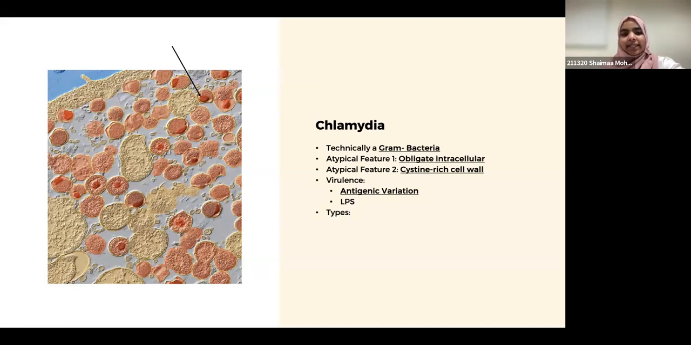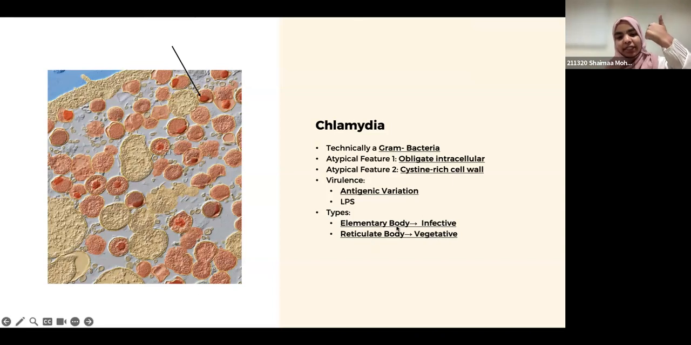Chlamydia exists in two states, an elementary state and a reticulate state. The elementary body is the infective form of chlamydia, and the reticulate body is the vegetative state of the bacteria, which is basically just replicating, living and metabolizing, but it's not infecting. How do you remember this? I don't know, but if you think about elementary school kids, they're infective, although they're mostly annoying. Reticulate, they're not infective, they're vegetative, just dividing.